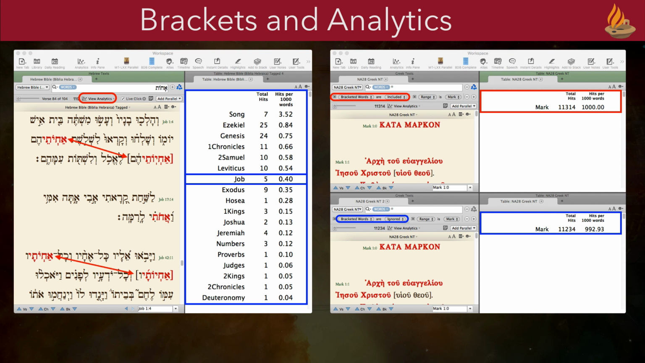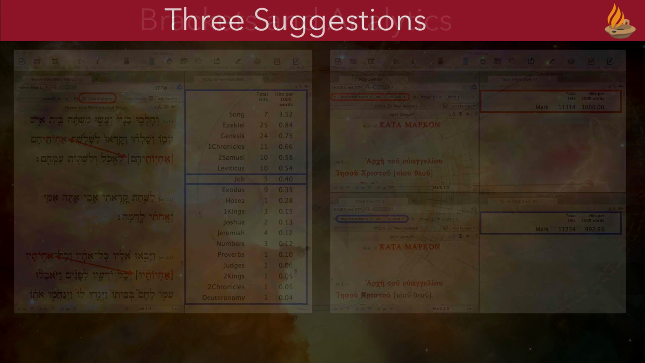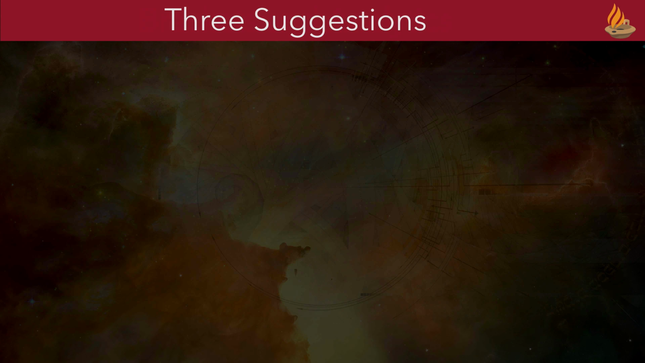However, Accordance's weighting still includes bracketed words, which is why the result is not 100%, but 99.3%. There are studies where this small difference could be critical. So, what should we do about bracketed words? I'd like to offer 3 suggestions.